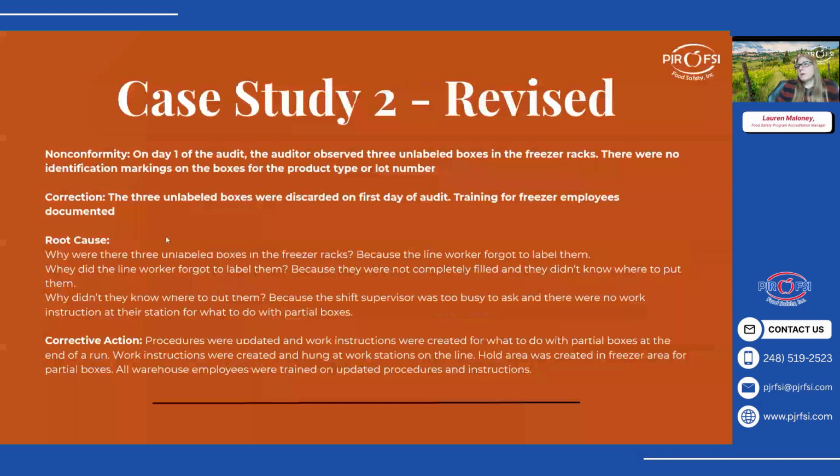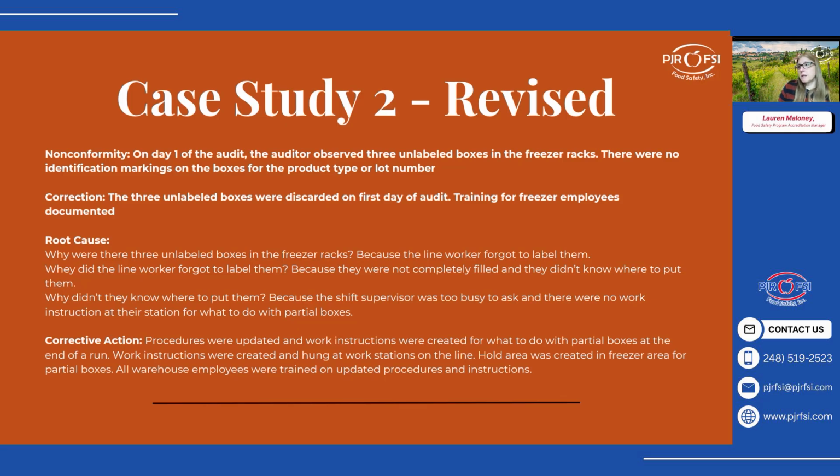So same nonconformity, correction: 3 unlabeled boxes were discarded on the first day of the audit. Training for freezer employees documented. So the root cause is not that they didn't know. Let's figure out why they were putting unlabeled boxes in the freezer. Why were there unlabeled boxes in the freezer?